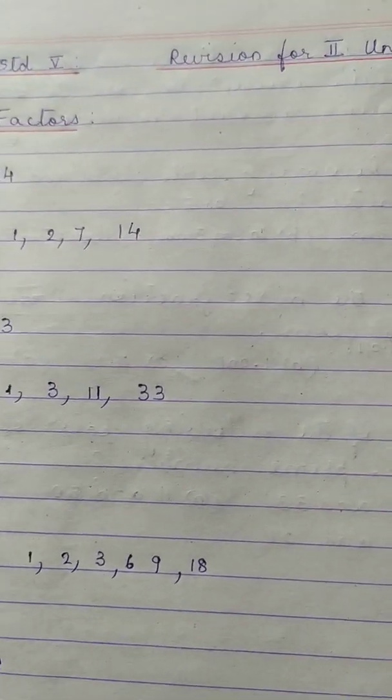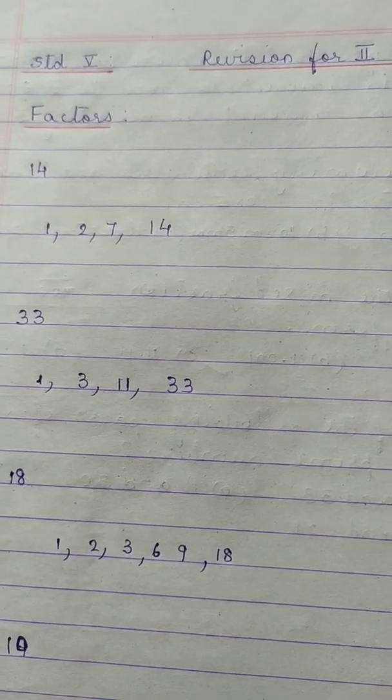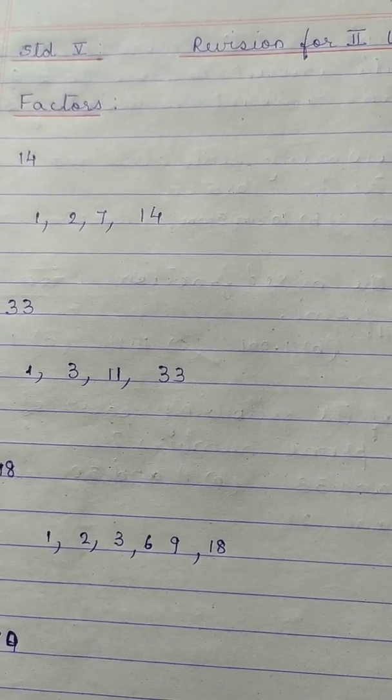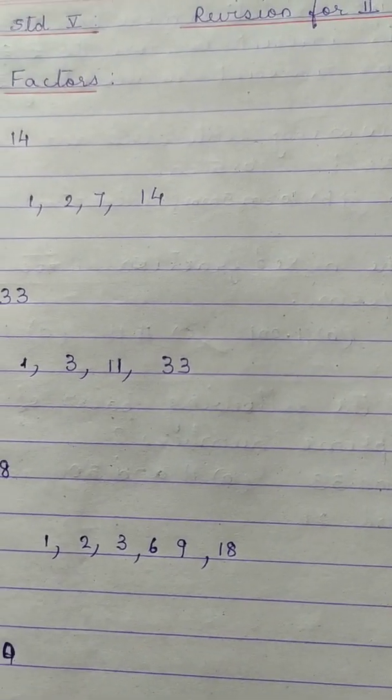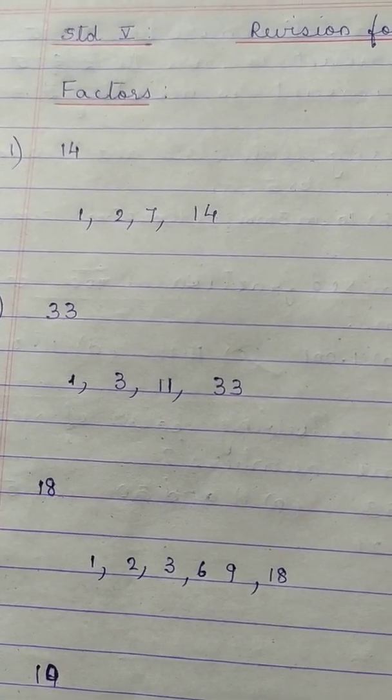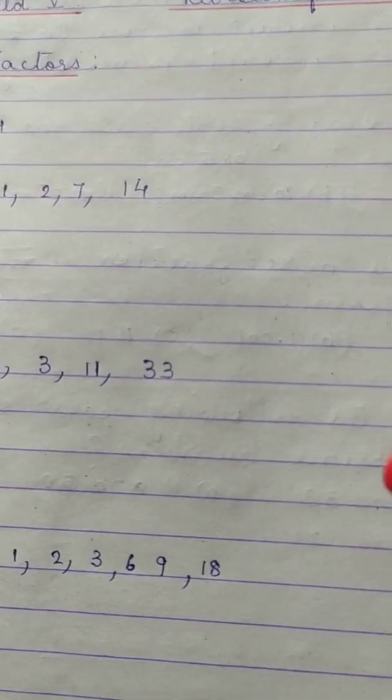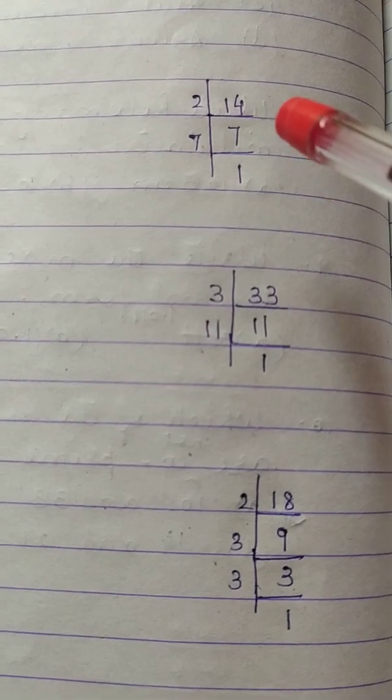Hello children. We begin with a little revision for the second unit test from the first chapter, multiples and factors. Now first question, suppose you are asked to write down the factors for 14. How must you do it?